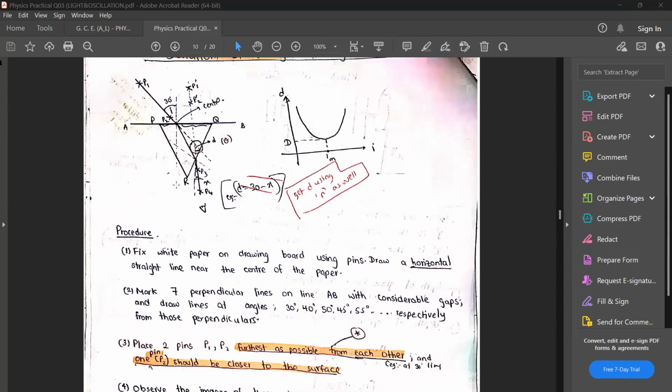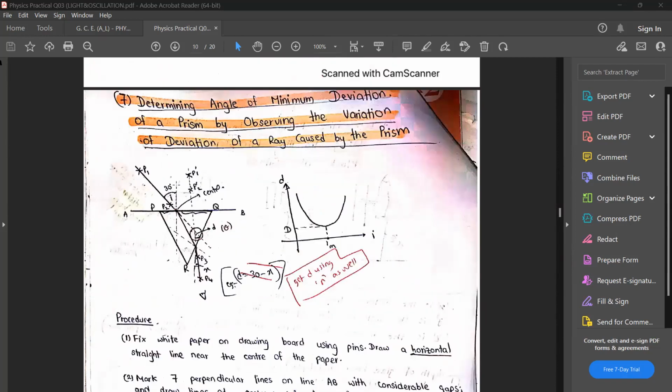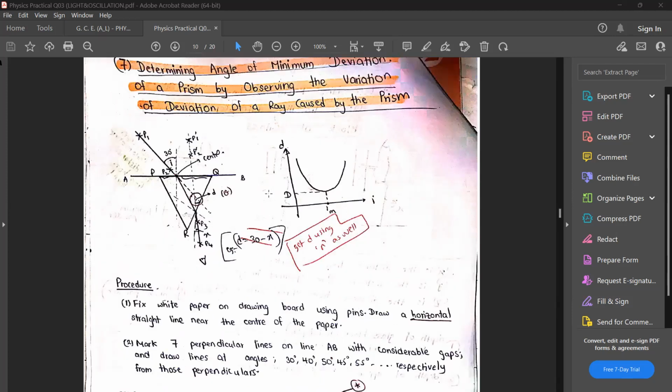This is not asked frequently in past paper questions, which is why I couldn't find more points. But if you find some points from other resources, like books, textbooks, or notes, just study them. They are all important. Then this is the end of that practical.